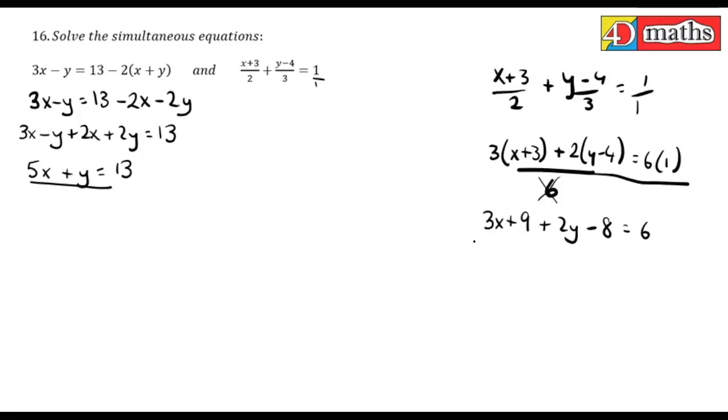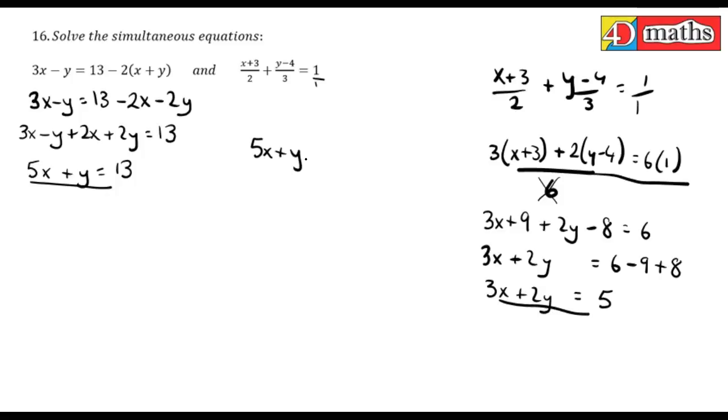So like in the previous one I did, we bring x's and y's over here, and we're going to put the numbers over there. So it's minus 9 plus 8. So you get 3x plus 2y equals 5. So now I have my two equations. I'm going to work them out simultaneously. So I have 5x plus y equals 13, and 3x plus 2y equals 5.